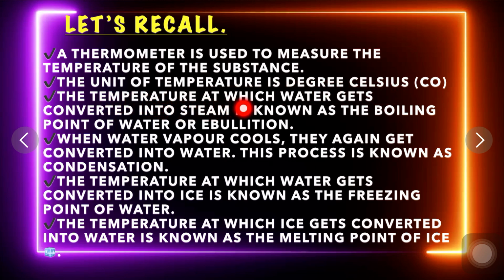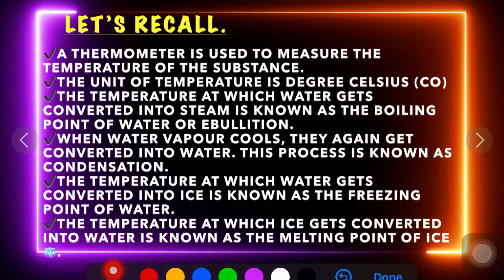The temperature at which water gets converted into steam is known as the boiling point of water or ebullition. When water vapor cools, it again gets converted into water. This process is known as condensation. The temperature at which water gets converted into ice is known as the freezing point of water. The temperature at which ice gets converted into water is known as the melting point of ice.